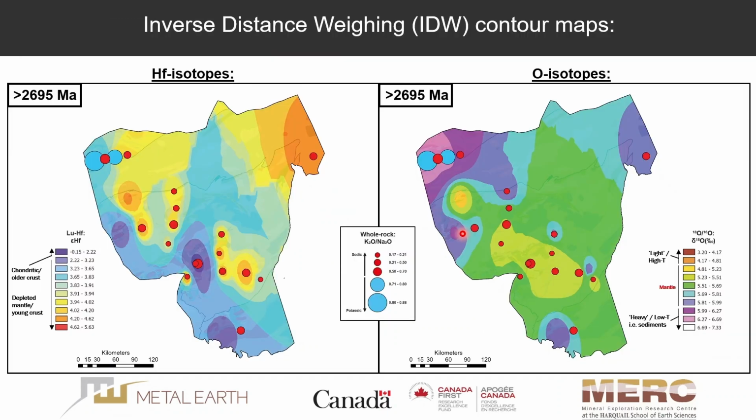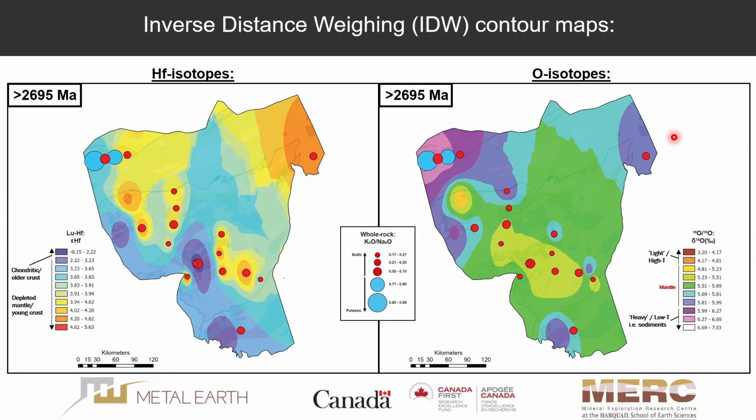And so we're just going to dive in. What you're seeing here on this slide are inverse distance weighing contour maps. And the maps are both from TTGs that are older than 2695. What you can see is that there are two maps. One of them is for the Hf isotopes in the zircons. The other one is for the oxygen isotopes.